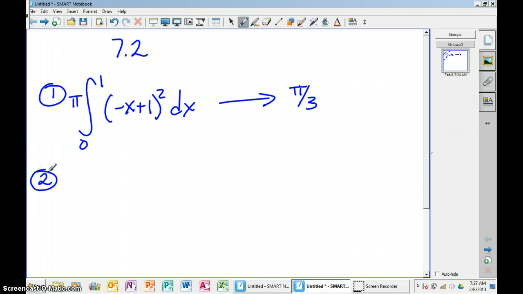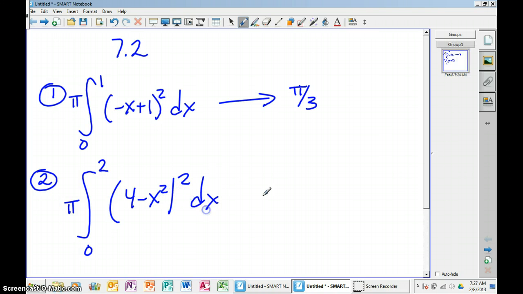All right, number 2. As I look at the picture, number 2 looks like an upside-down parabola. It's 4 minus x squared. We're going around the x-axis, so it's pi on the outside. A lot of people forget that pi. Don't forget it. And this is going to be from 0 to 2. And now it's just the upside-down parabola, quantity squared, dx. And when the smoke clears, you should get 256 pi over 3.